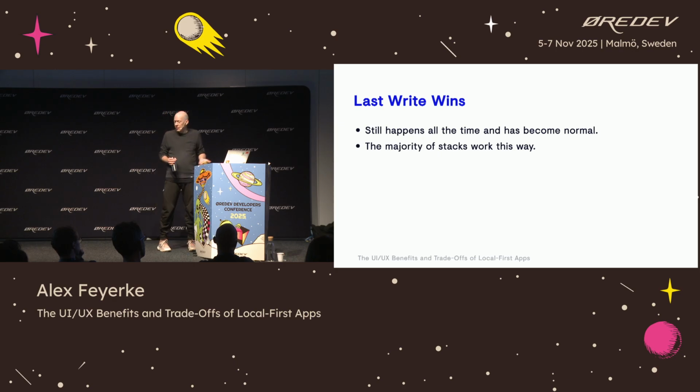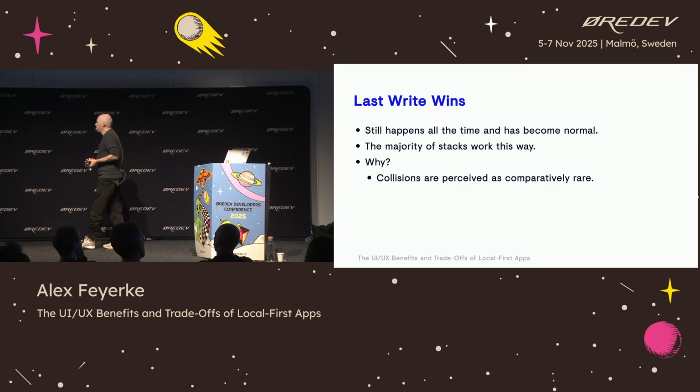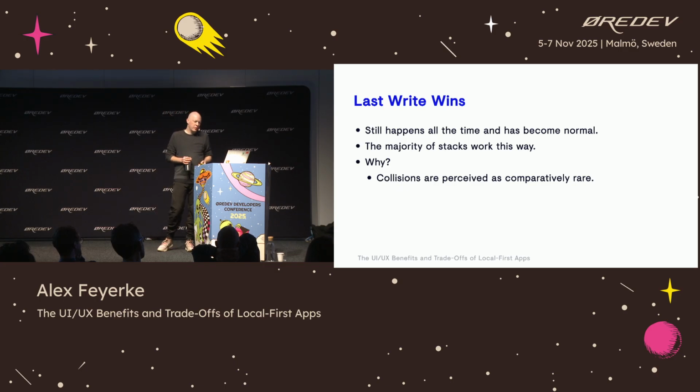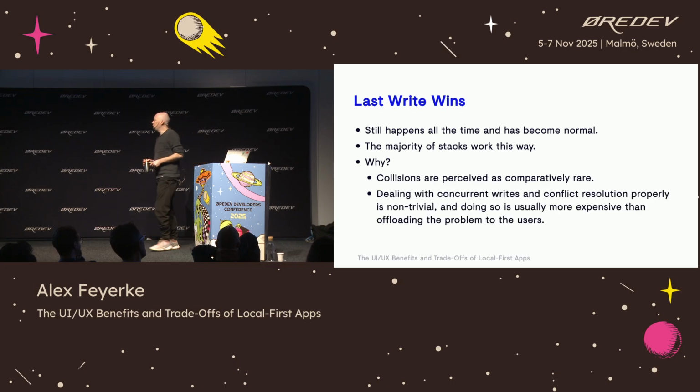And the majority of stacks works this way, but why? Well, the collisions are perceived as comparatively rare, and depending on your use case, that may be, right? If you have something like a message board where people post sequentially and only add to a shared data set, for example, you don't get conflicts very often. But as soon as people work on the same data sets, it happens. The other problem is that dealing with the whole thing is non-trivial and is usually more expensive than just offloading the problem onto the users.